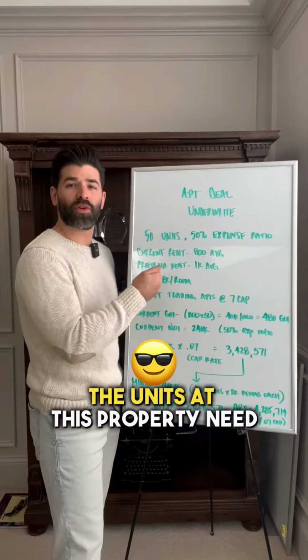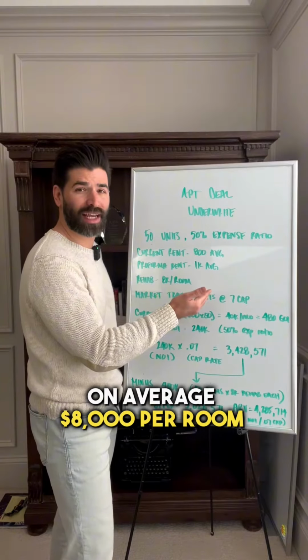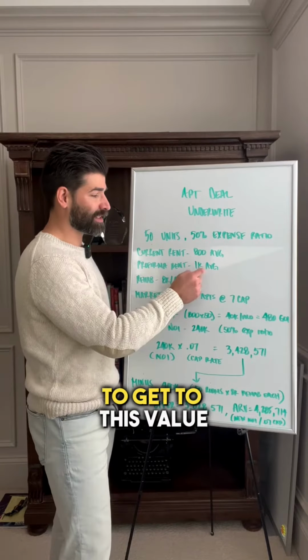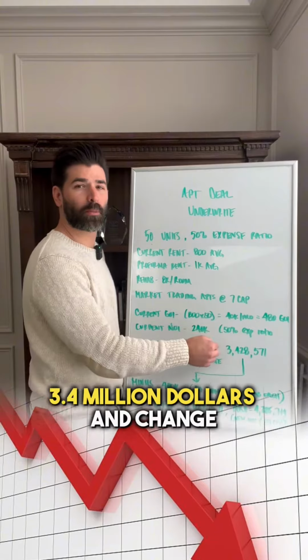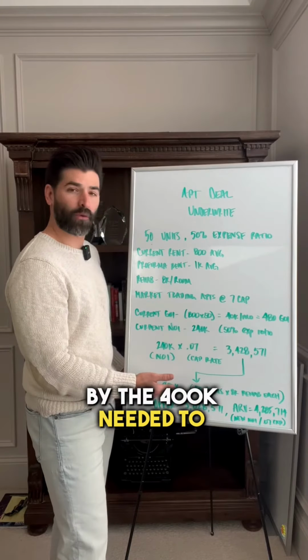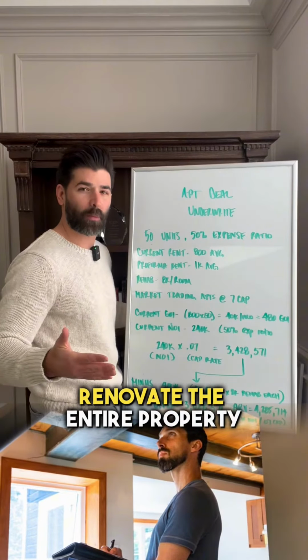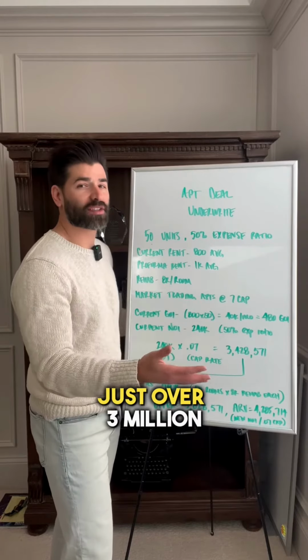But remember, the units at this property need on average $8,000 per room to get to this value. So we're going to reduce our $3.4 million in change by the $400K needed to renovate the entire property. That gives me a current offer of just over $3 million.